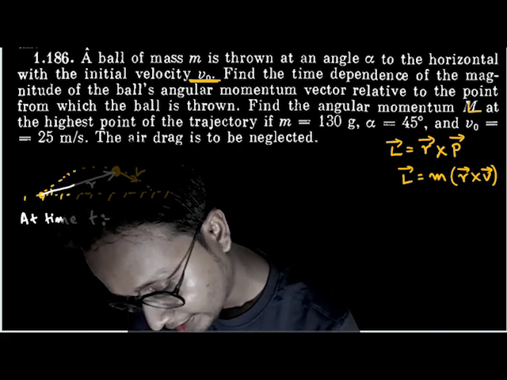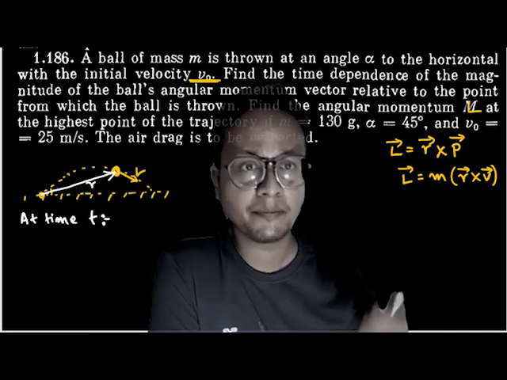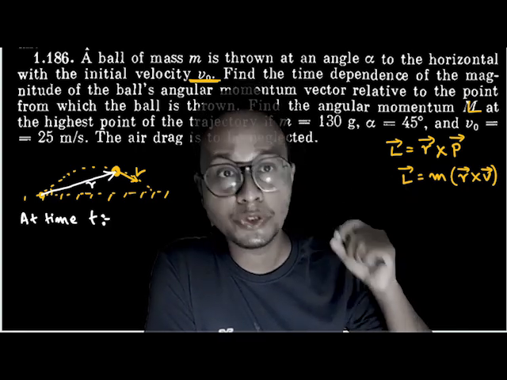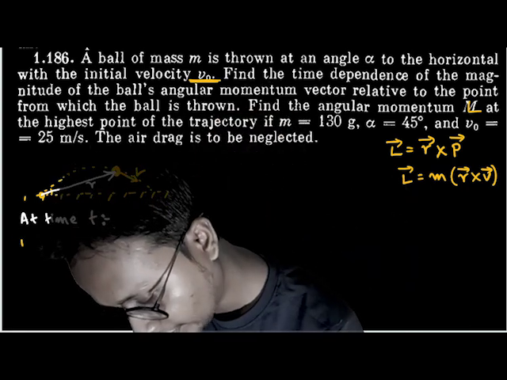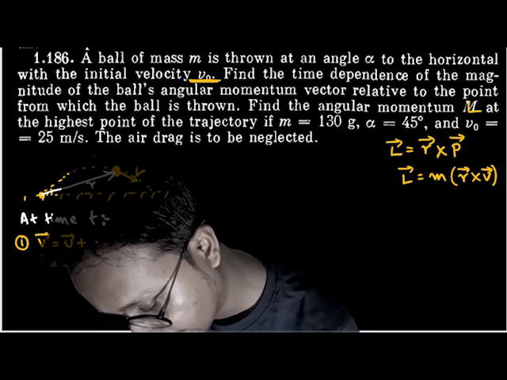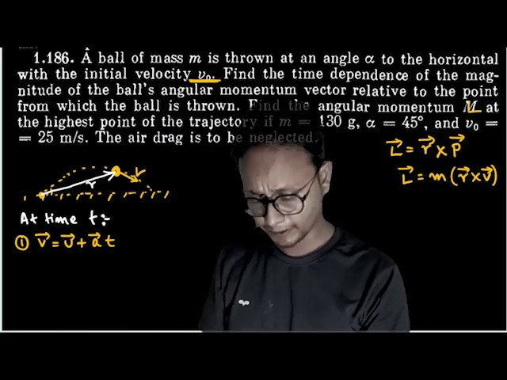Whenever acceleration is constant, there are three formulas that I can apply: v is equal to u plus at, s is equal to ut plus half at square, and v square is equal to u square plus 2as. So let's apply the first formula. V vector is equal to u vector plus a vector into t. This is the first formula.